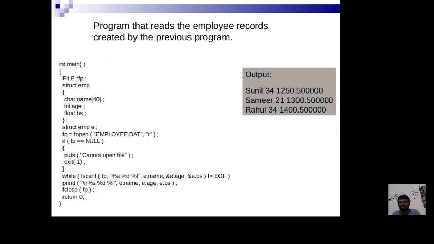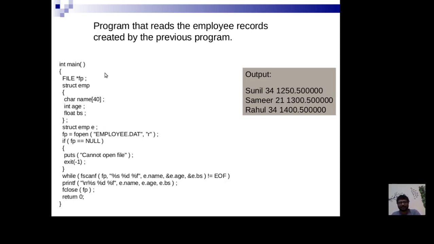Now let's read the employee records that the previous program created. So this is our target output. If you remember, this is exactly what the previous program wrote in the file employee.dat. We want to write a program that reads these and prints this on the display.